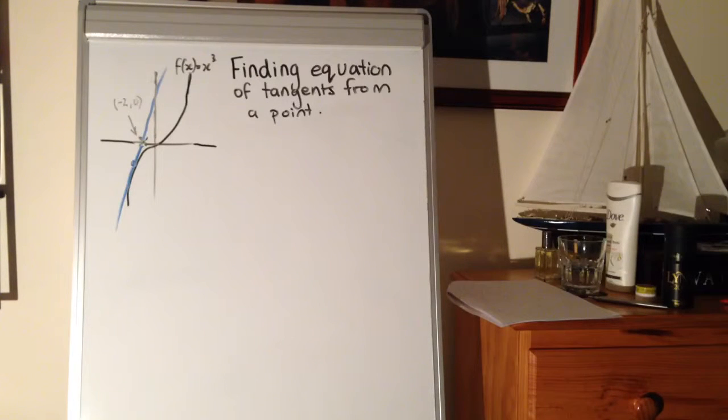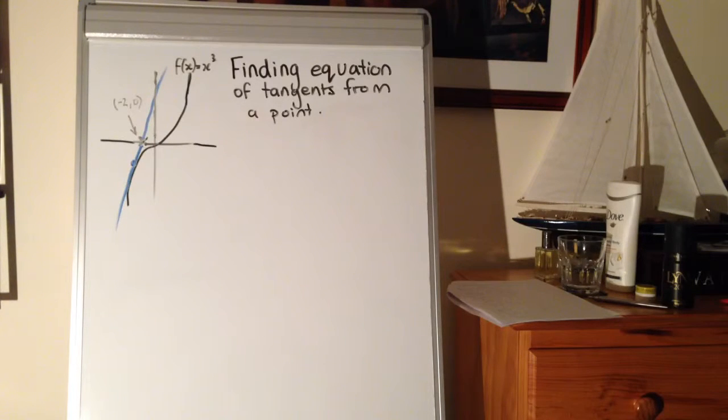Okay, hello everyone and welcome to yet another maths video, and this one will surely be interesting today because we're looking at how to find equations of tangents from a certain point to a certain function. So in this particular example we're going to be looking at a cubic function, the base cubic function, f of x equals x to the 3.